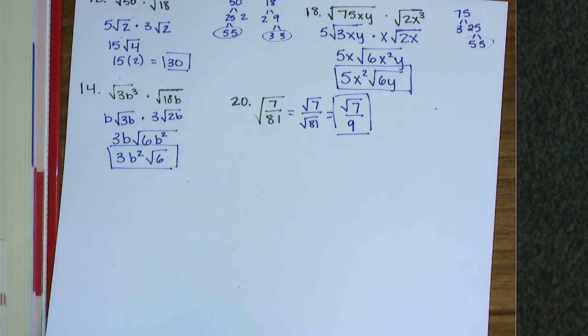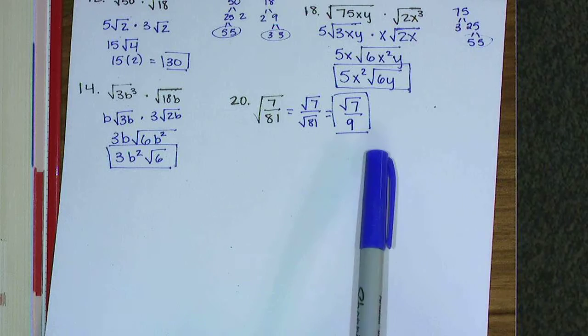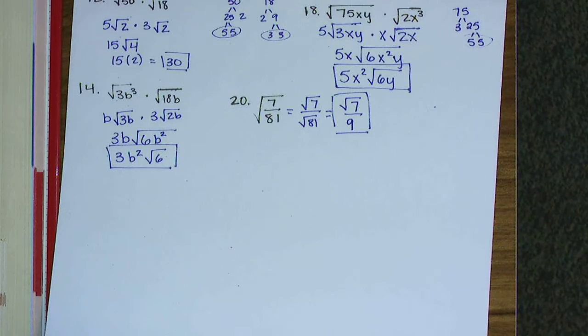Now, if there had been a radical on the bottom, okay, if there had been a radical left over on the bottom, we would have had to do something called rationalizing, which we'll look at in just a minute. Okay, but for that one, we can leave it like that.